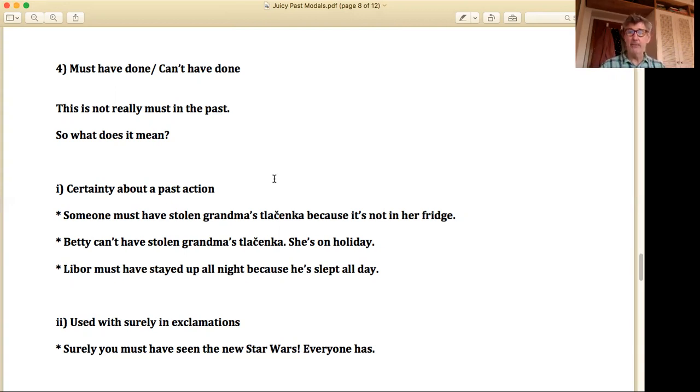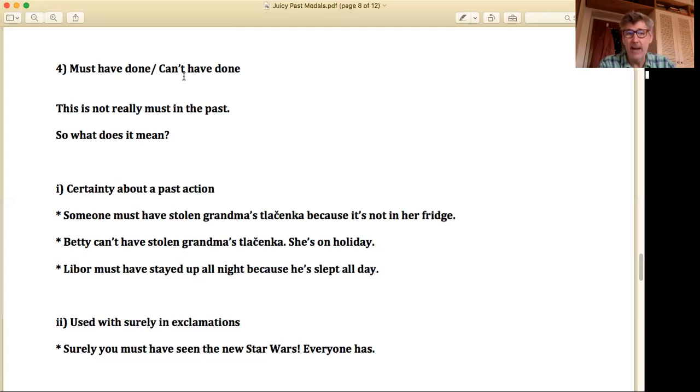Okay, so she's certain something happened. She doesn't know who did it or what, but she's certain about that. Now she starts to call people and asks, did you see my tlachenka? At first she says Betty did it, because Betty's worried about my health and says I shouldn't eat tlachenka. And her daughter says, no, it wasn't Betty, because Betty's on holiday. She can't have stolen your tlachenka.